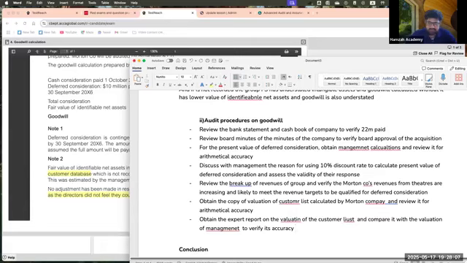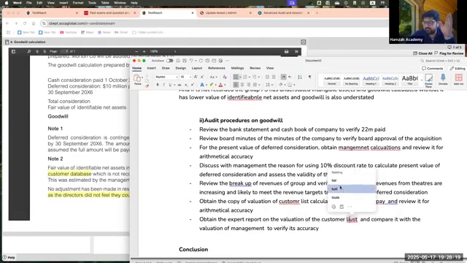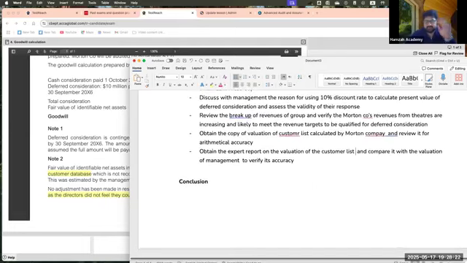7 procedures are done. 6 are required. No, never write more than that. Never write more than that. Now, the last is conclusion paragraph.